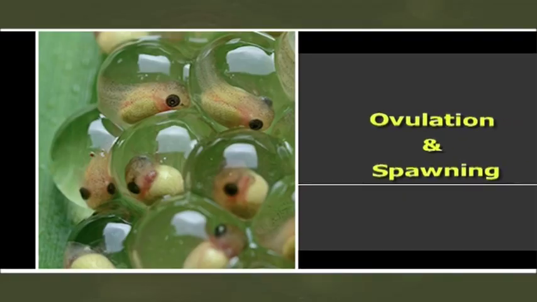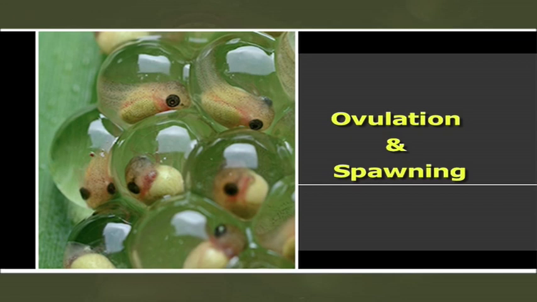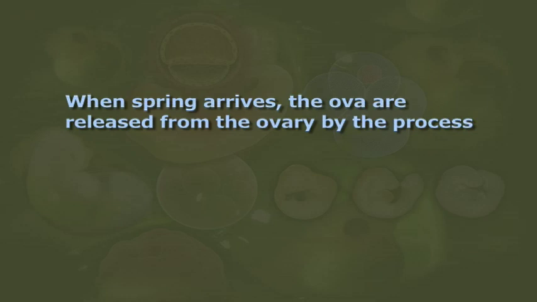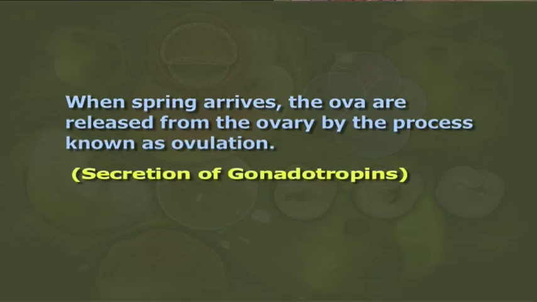Moving ahead, we discuss the process of ovulation and spawning. When spring arrives, the ova are released from the ovary by the process known as ovulation. Ovulation is brought about by the secretion of gonadotropins from the pituitary.